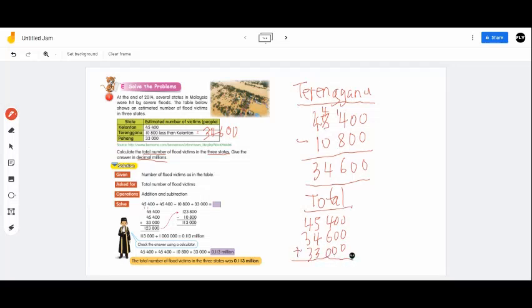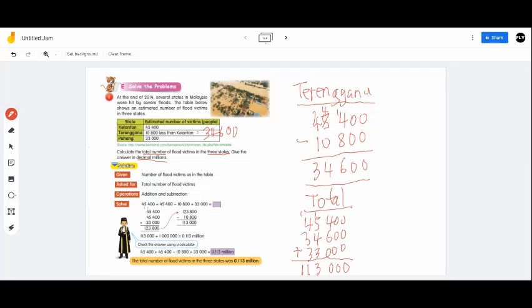numbers correctly. So 0, 0, 0, 0, 0 plus 0 plus 0, 0, 4 plus 6, 10. 5 plus 1, 6, 6 plus 4, 10, 10 plus 3, 13. 4 plus 3, 7, 7 plus 3, 10, plus 1, 11. So you get your answer 113,000. But look at the question again.